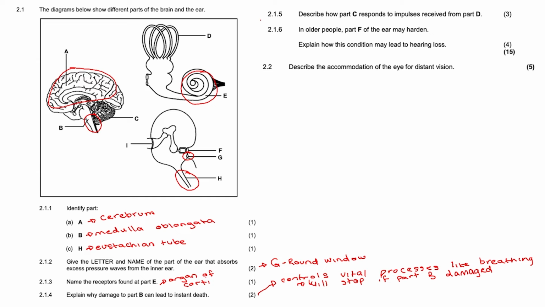Question 2.1.5. Describe how part C, being the cerebellum, the lower part of the brain, responds to impulses received from part D, being the semicircular canals of the ear. Impulses that come from part D, the semicircular canals, will be interpreted in the cerebellum, part C. These impulses will then be sent to skeletal muscles in order to maintain balance.